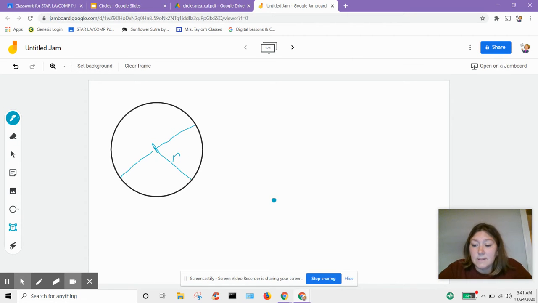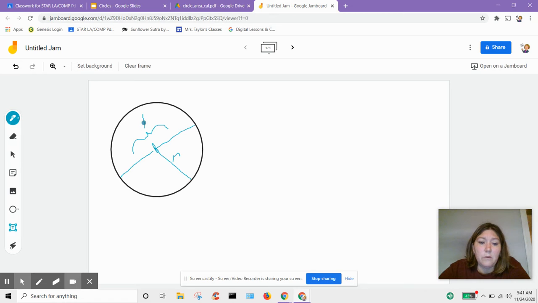Now, the radius is the distance from the center to the outside of the circle, and it doesn't matter where on the circle it's going. If you'll see over here on this side, we have two radii that come together. Again, imagine I'm drawing a straight line. We have two radii that come together, and we call that the diameter. The entire straight line that goes from one edge of the circle to the opposite edge, going through the center, we call that the diameter.